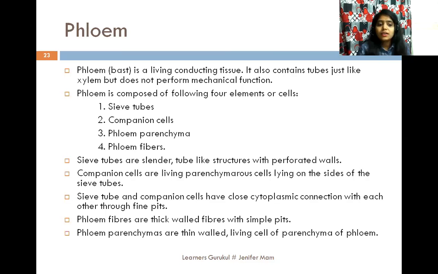The sieve tube and companion cell have close cytoplasmic connection with each other through fine pits. With these pits, the cytoplasm of the sieve tube and companion cells are connected to each other. The phloem fibers are thick-walled fibers with simple pits, and the phloem parenchyma are thin-walled living parenchyma cells of phloem.